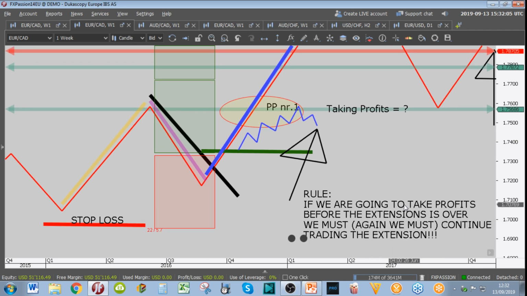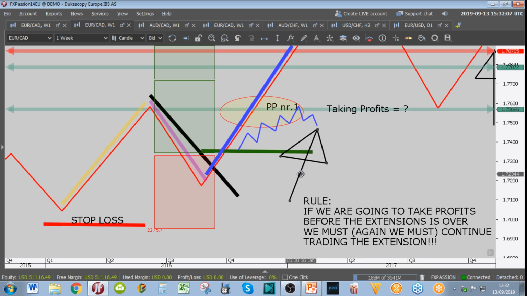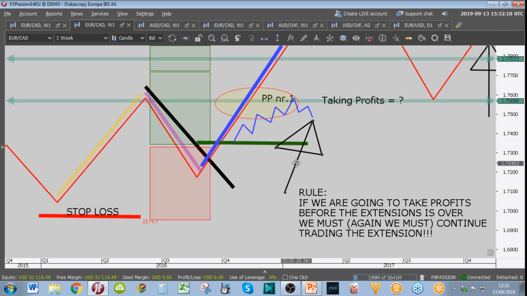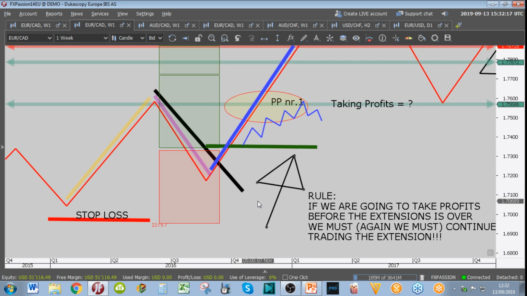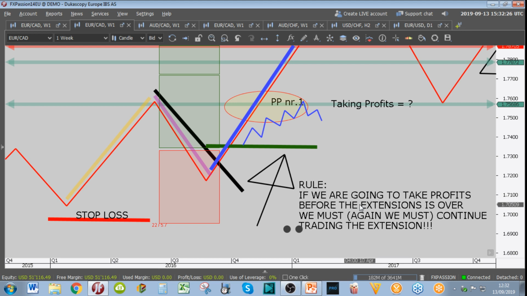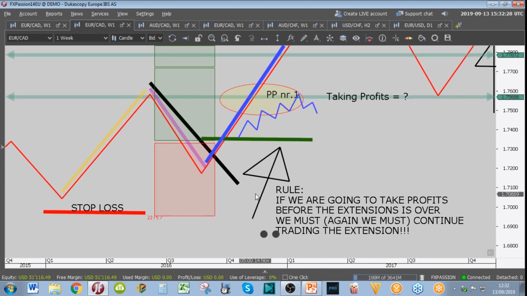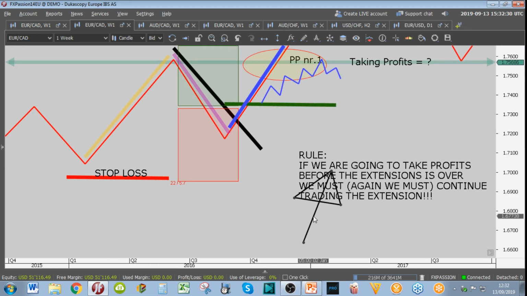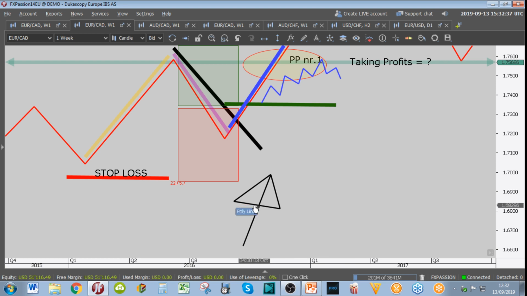Write this down, everyone. If you don't understand this, no structure, no Fibonacci, no Ichimoku, no FXPassion is going to help you. Okay? When you enter here, I'm going to delete this. I hope you took a screenshot of this rule. If we are going to take profits before the extension is over, we must continue trading the extension. I'm going to delete this one.